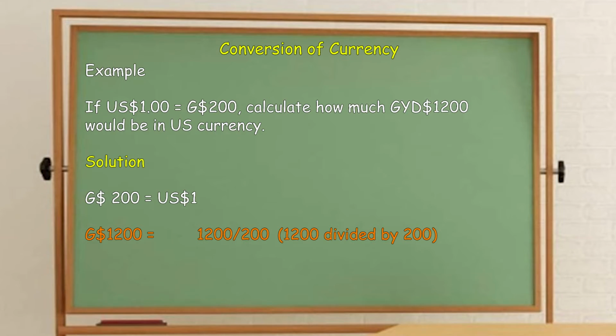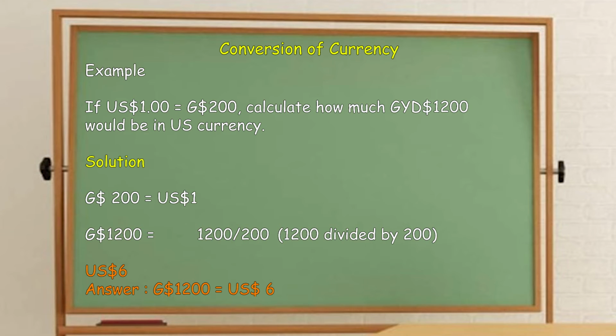Boys and girls, notice that we are using the inverse of multiplication to convert Guyana currency to US dollars. When we divide 1,200 by 200, we will get a total of 6. Therefore, 1,200 Guyana dollars is equal to 6 US dollars.